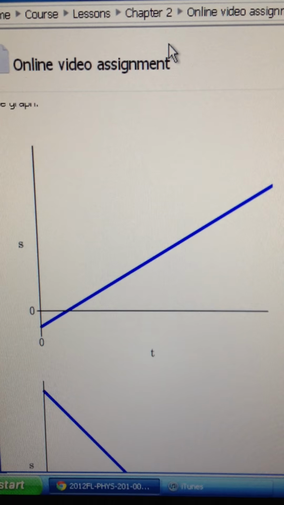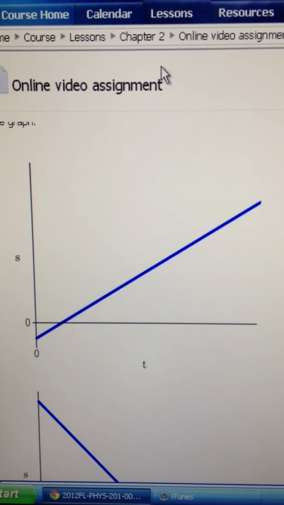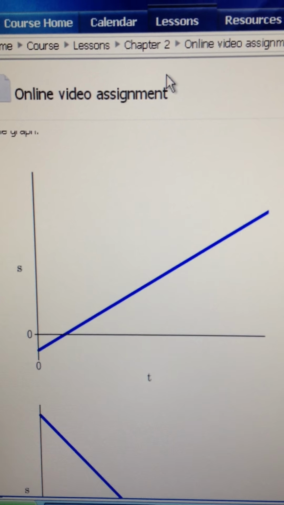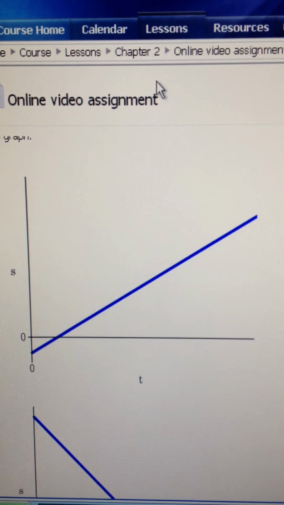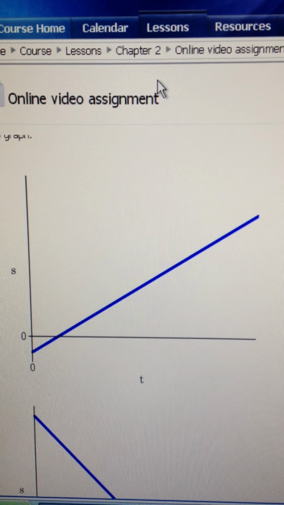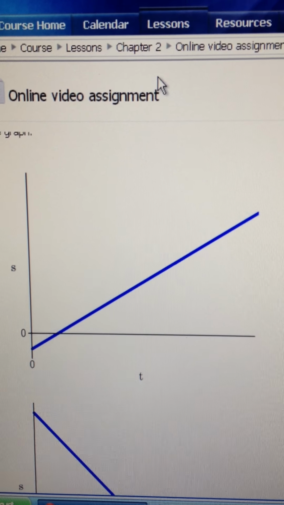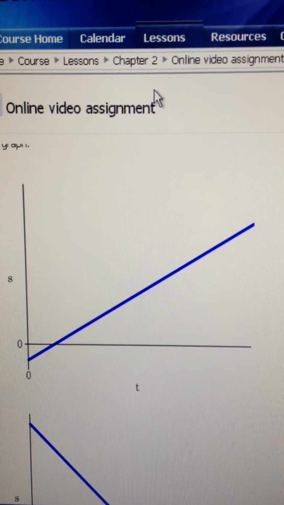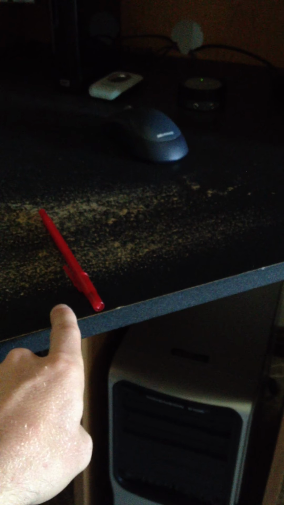So starting with the first one, you can see that it starts out slightly in the negative x direction and has a consistent speed. So it would start out like this and then move at a consistent speed like that, just to there like that.